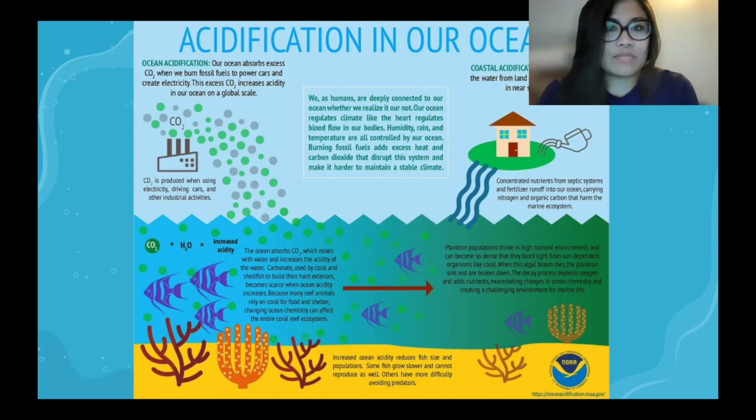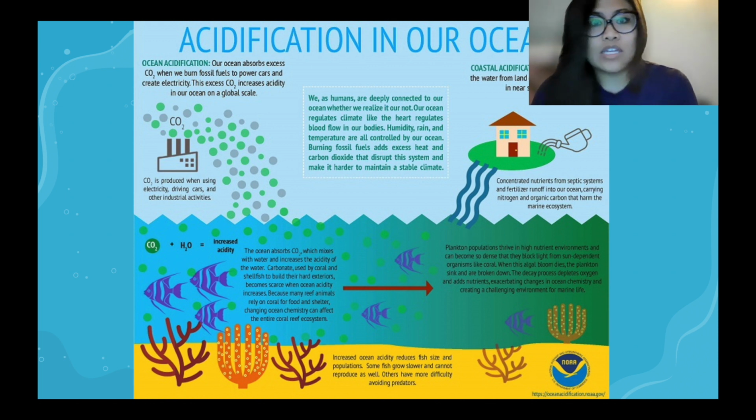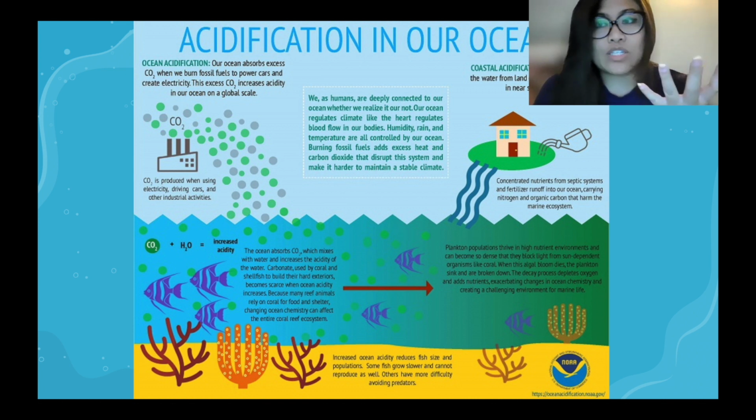Acidification in our ocean is basically our ocean absorbing excess CO2 or carbon dioxide when we burn fossil fuels to power cars and create electricity. This excess CO2 increases acidity in our oceans on a global scale. So the ocean kind of acts like a sponge, and as we release CO2 or carbon dioxide into the atmosphere, the ocean just completely soaks it up, any excess.